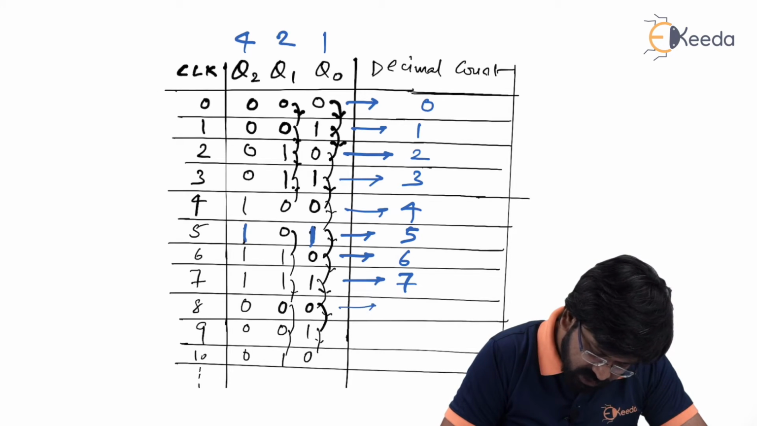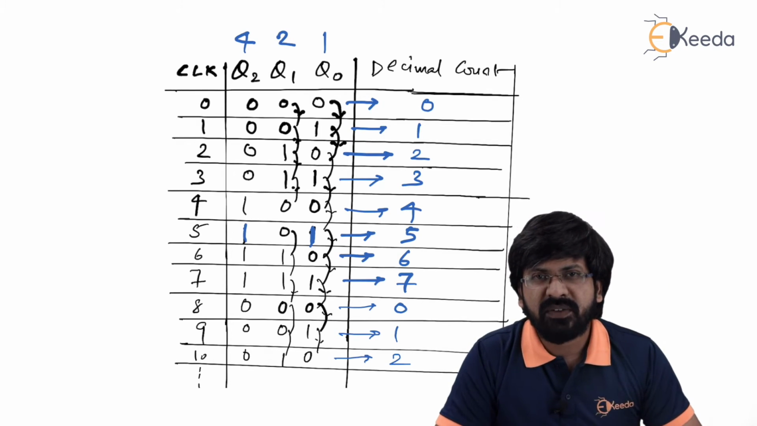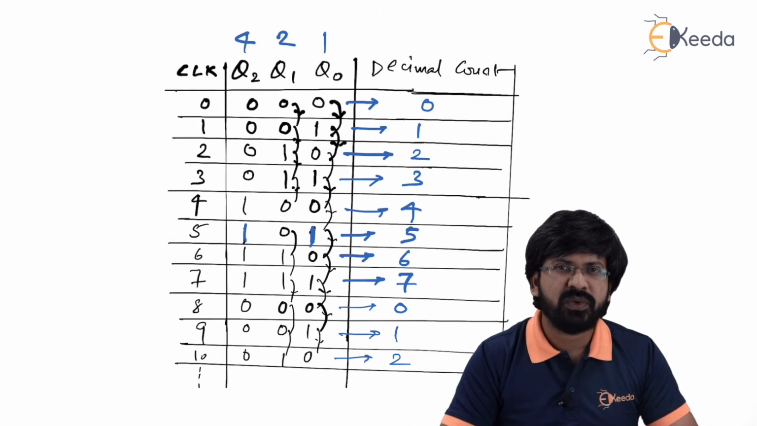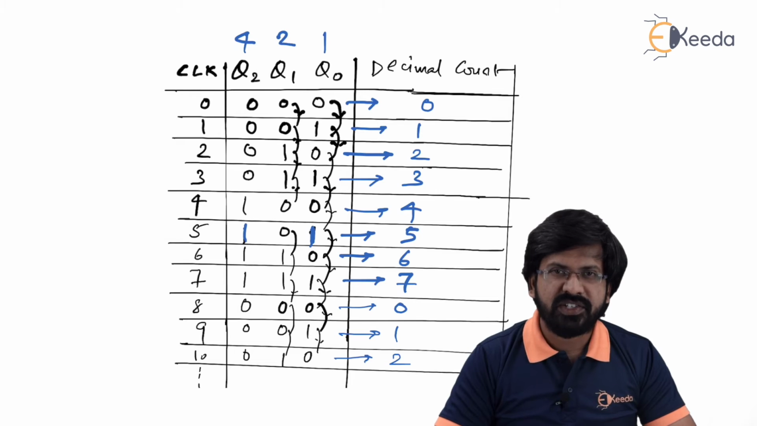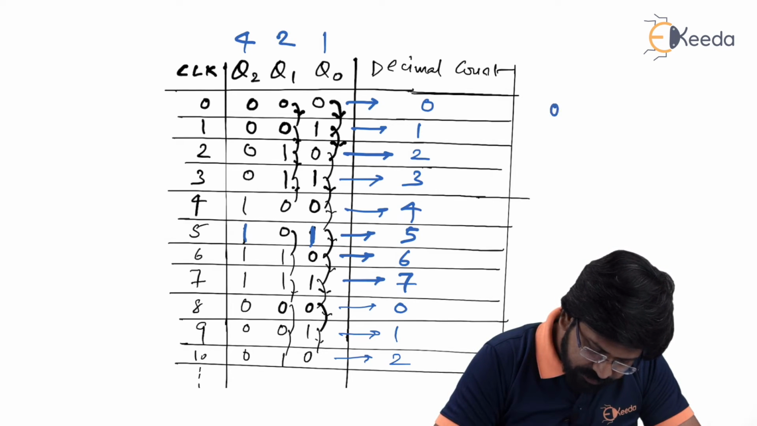For again 000, again you are getting 0, then 1. Can you see that this count is repeating now? So in a way, it is starting with 0 and ending up with 7, and from 7 it is coming back to 0. So let's draw a state diagram for this. As you can see, it had started with 0, 1, and so on. It is going up to 7, and from 7 it is coming back to 0.